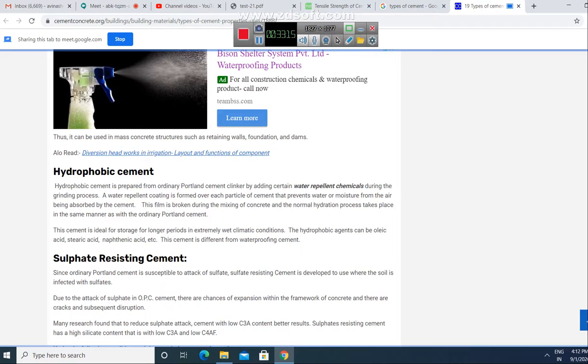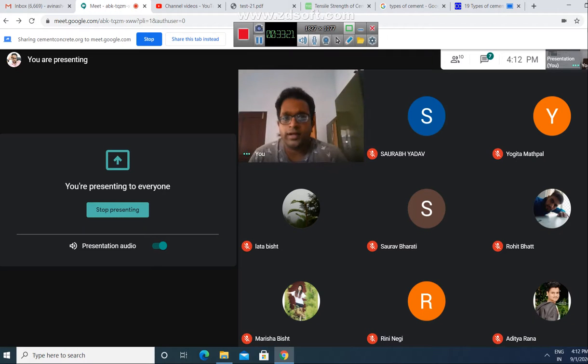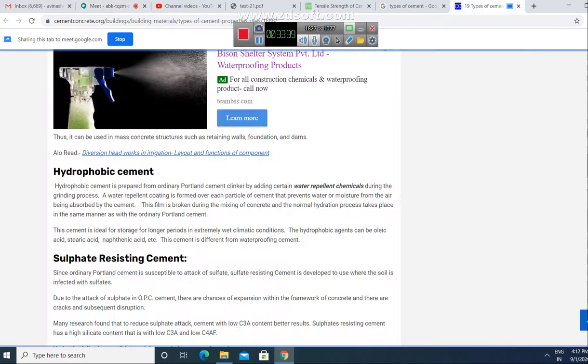Another important classification of cement is the hydrophobic cement. In hydrophobic cement, the word hydrophobic means it is water repellent. It will not have any affinity with water. So certain water repellent chemicals will be introduced in the hydrophobic cement so that there is no problem with water.